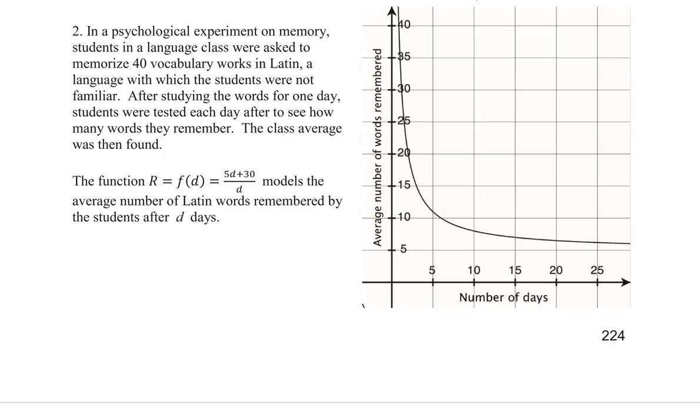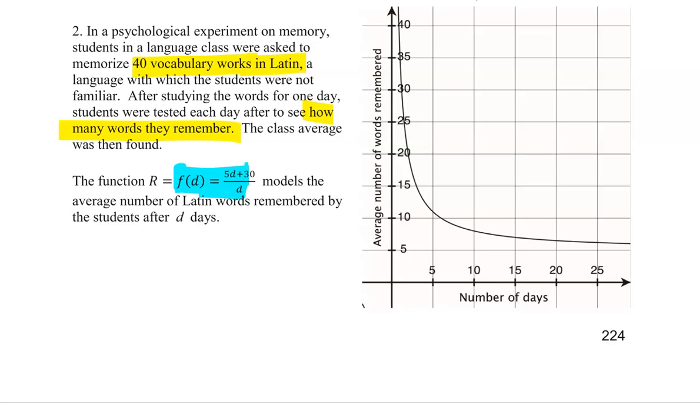Okay, let's proceed to number 2. In a psychological experiment on memory, students in a language class were asked to memorize 40 vocabulary words in Latin, a language with which students were not familiar. After studying the words for 1 day, students were tested each day after to see how many words they remembered. The class average was then found. The function f of d is equal to (5d plus 30) over d models the average number of Latin words remembered by the student after d days.